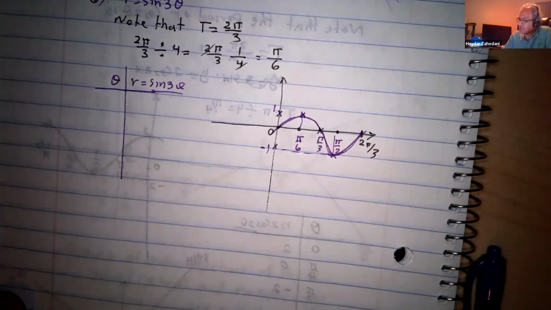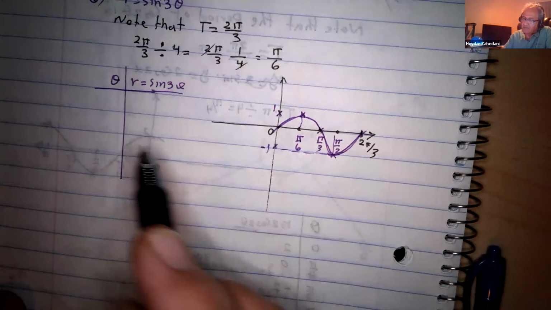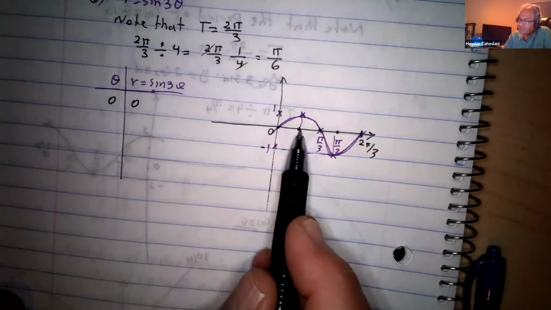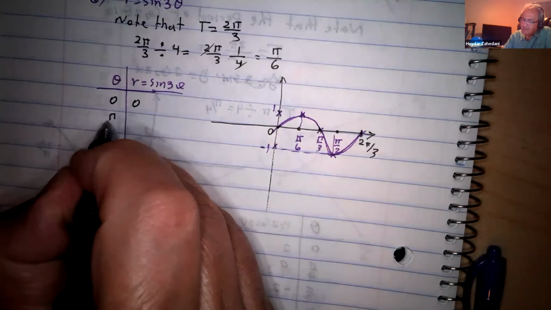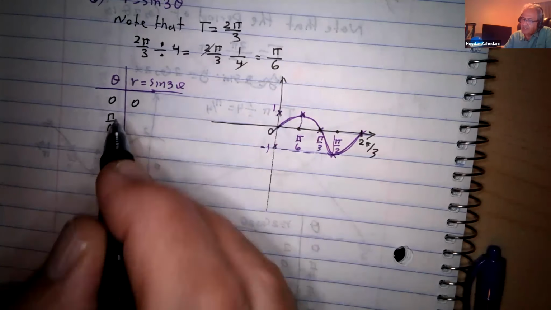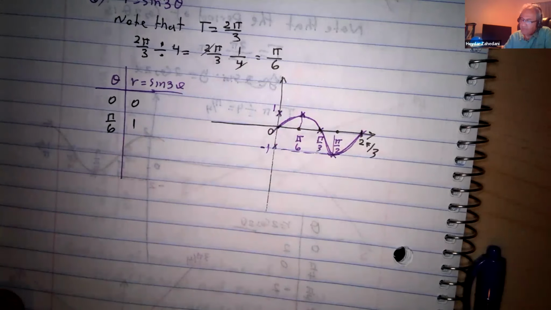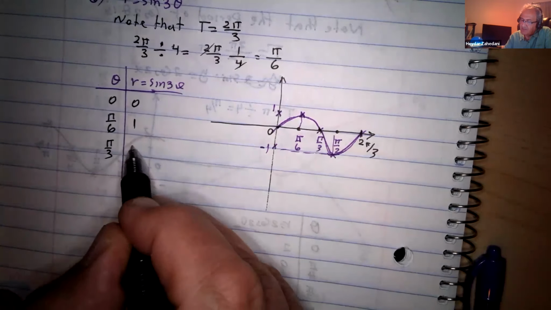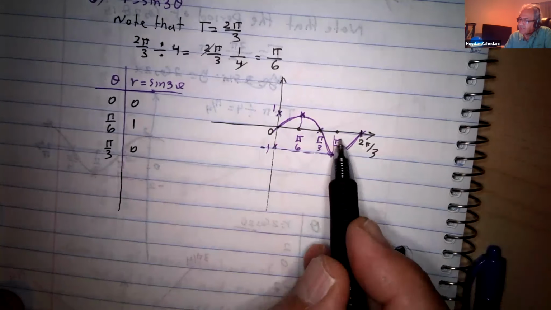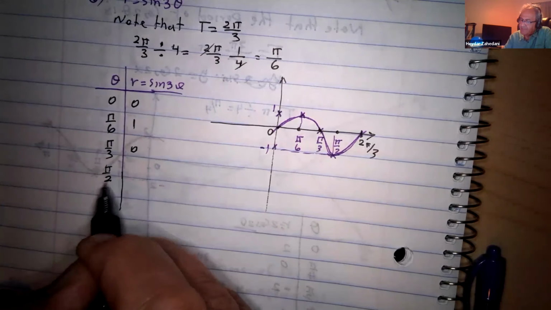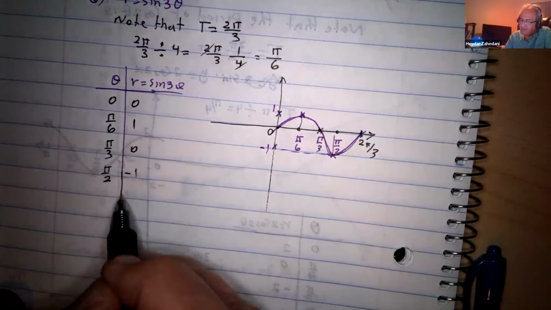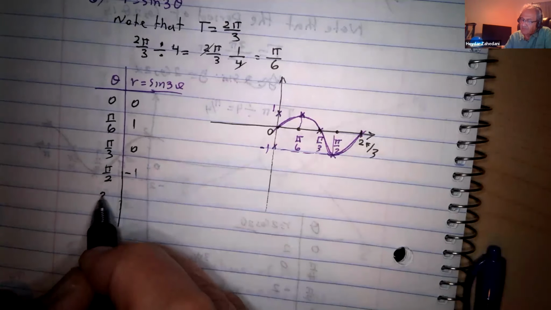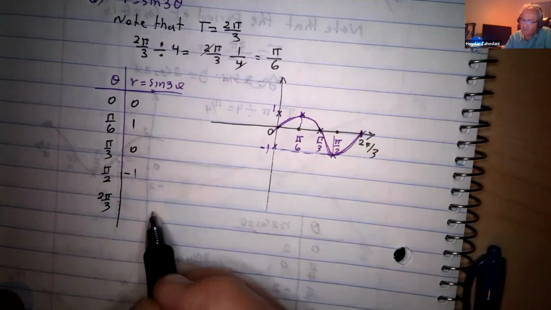You find out that if you put theta 0, that would be 0. If you put theta pi over 6, you know that you are going to get 1 here. If you put pi over 3, you are going to have a 0 here. If you get pi over 2, you are going to get -1 here. And if you get to the last part of your period, which is 2 pi over 3, you get 0 here.